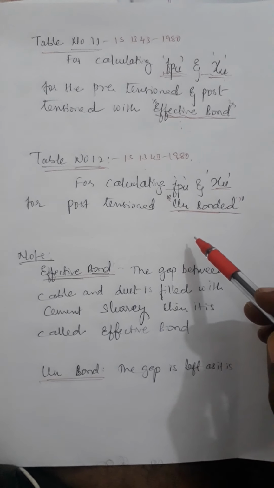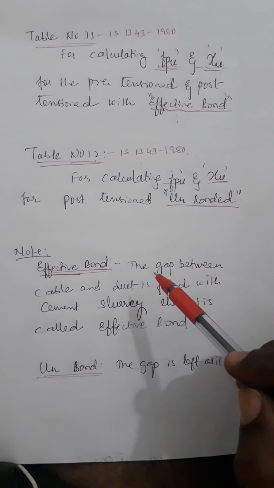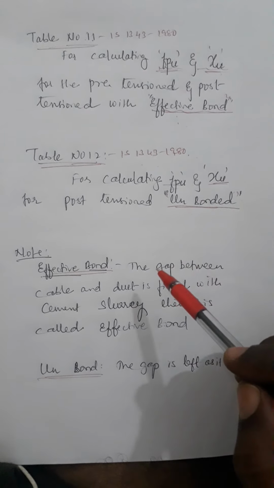We have to understand what is meant by effective bond and unbonded. In effective bond, the gap between the cable and the duct is filled with cement slurry. That means the concrete and the steel are bonded tightly, and then it is called effective bond, Table 11. Unbonded is when the gap between the cable and the concrete is not proper, or is left blank or open, and then you have to use Table 12.